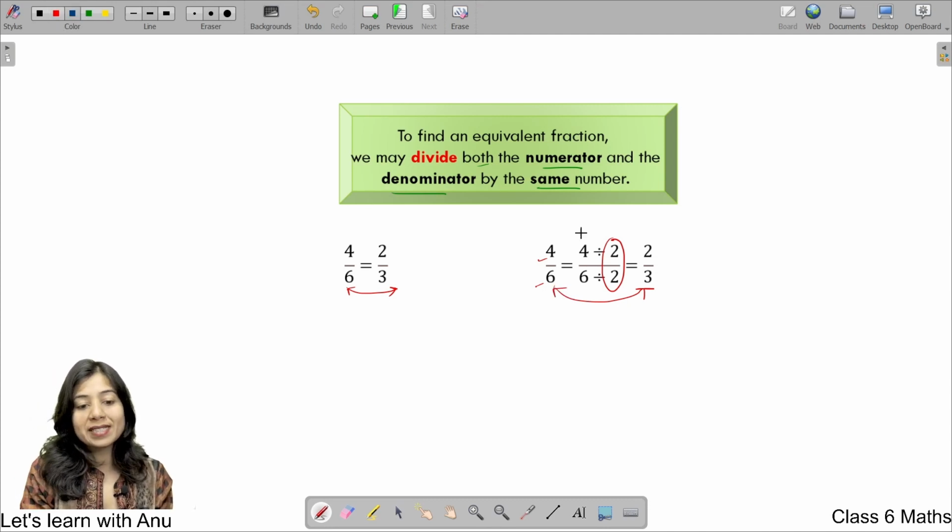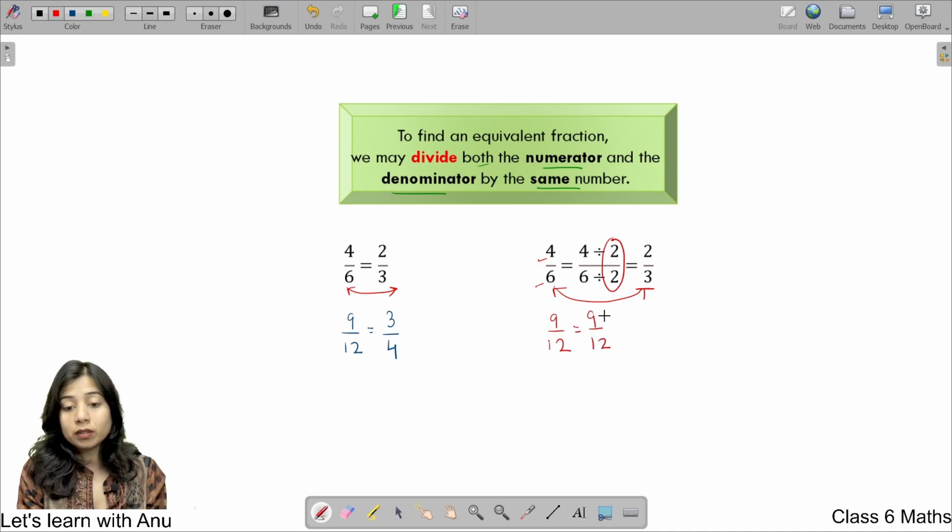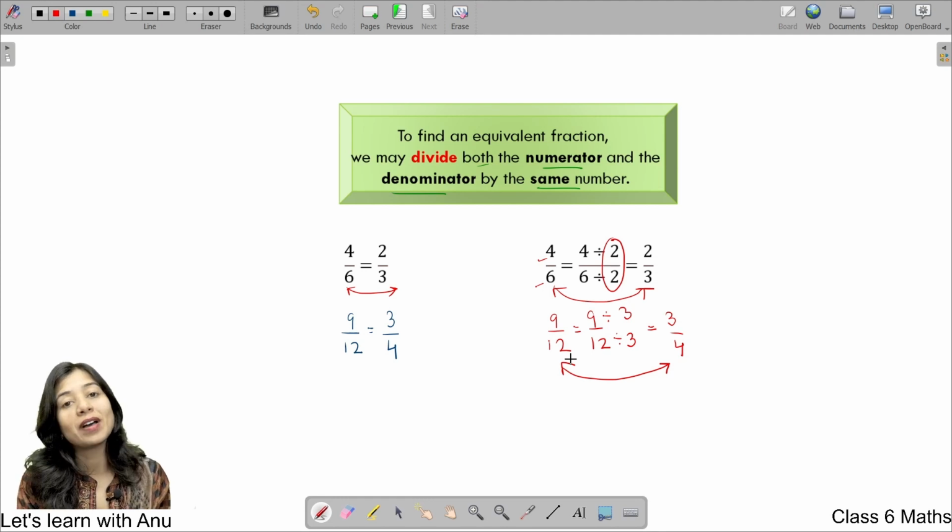Let's take one more example, class. We can take 9 by 12 and 3 by 4. They are also equivalent fractions. Let's check how. Here I am going to divide 9 by 12 by the same number, 3. So I have divided the numerator as well as the denominator by the same number, that is 3. 9 divided by 3, I get 3, and 12 divided by 3, I get 4. So it's clearly seen that 9 by 12 and 3 by 4 are equivalent fractions.